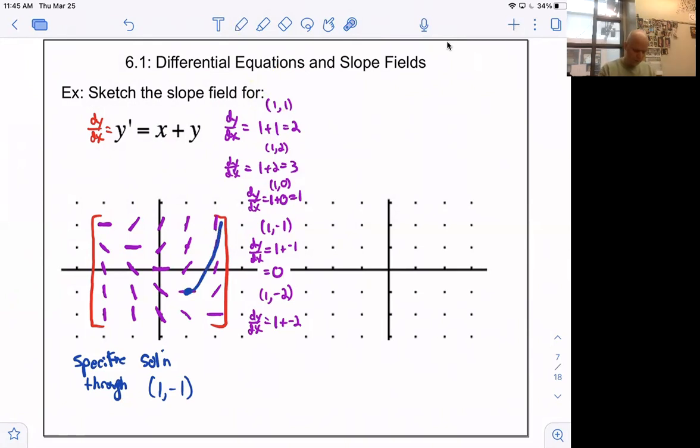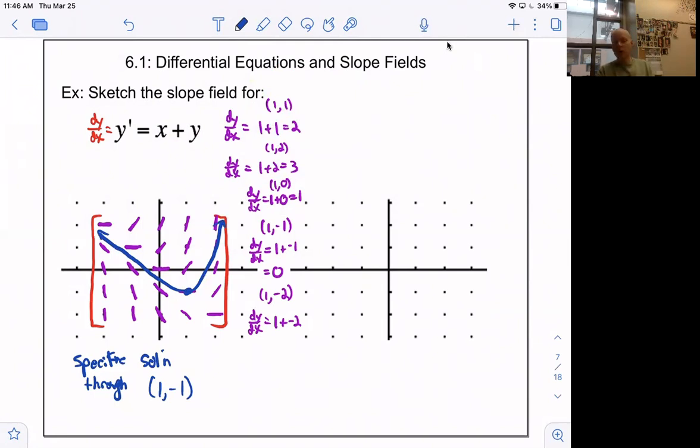If we go to the left a little bit, looks like we go negative, but then it kind of hits these slopes that are all negative 1. And I don't think it would really go past it. It would just sort of get closer to them. So we would go out to the left like that and then get closer to those slopes of negative 1. So there's our specific solution. That's what that curve would look like through the point 1 comma negative 1.